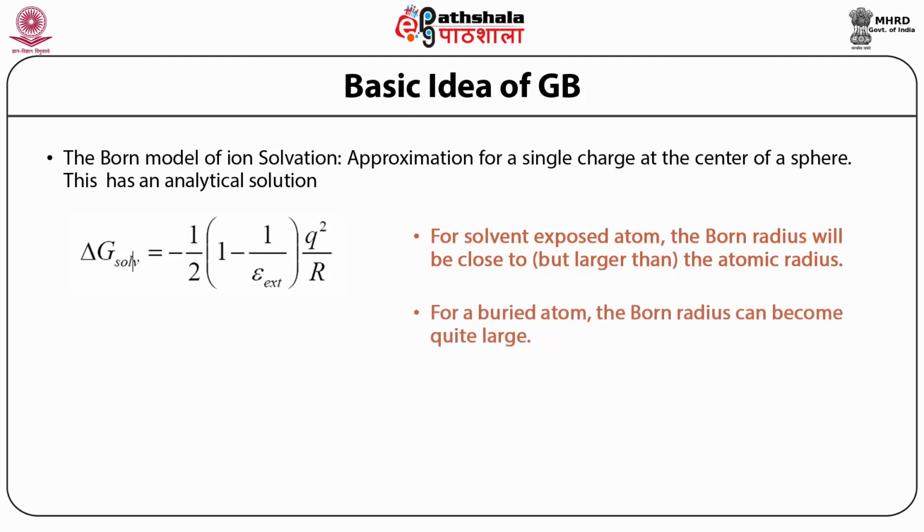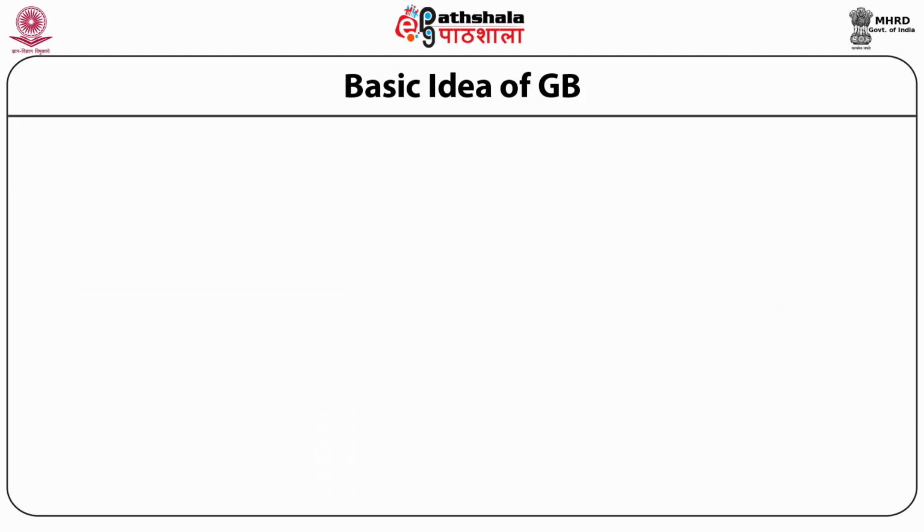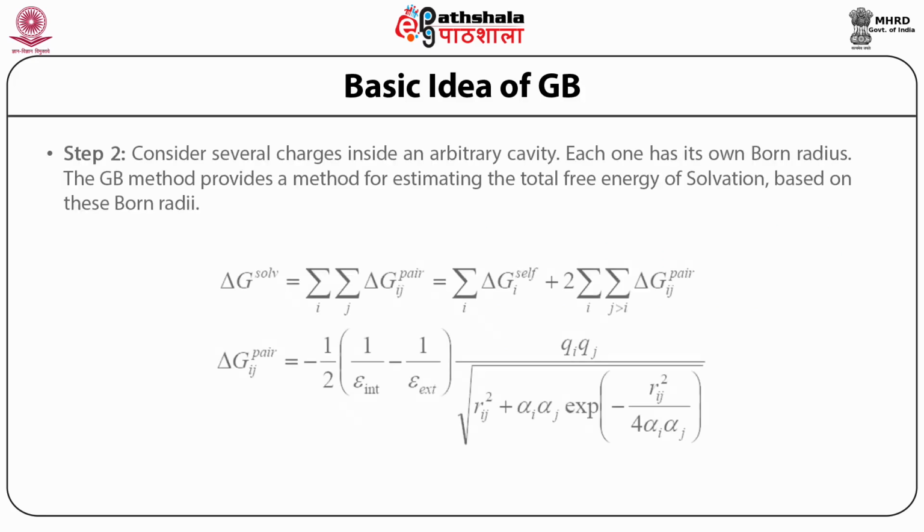And for a buried atom, the calculated radius becomes very large, and that is calculated by the effective Born radius. So the macromolecules are considered as charges inside an arbitrarily big cavity. Consider molecules to be more or less spherical. The basic idea of this GB step is to consider several charges inside an arbitrary cavity.